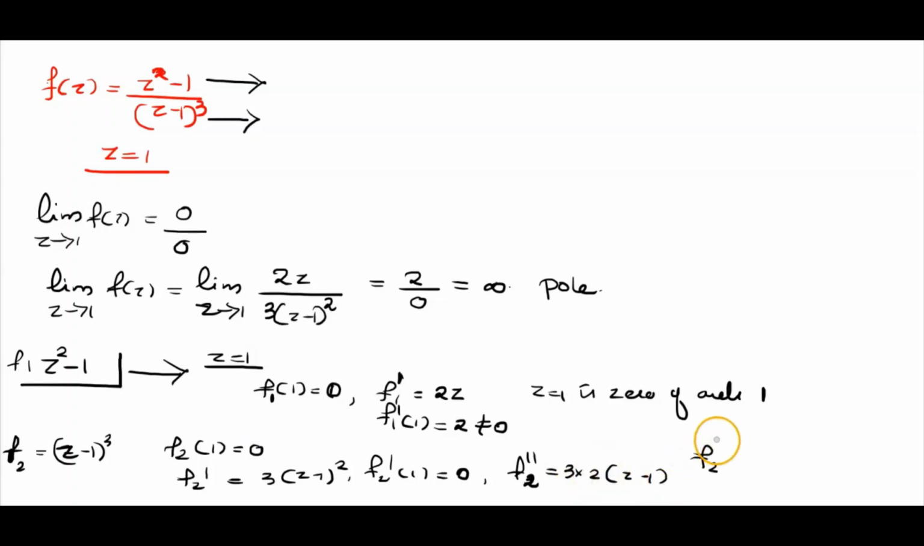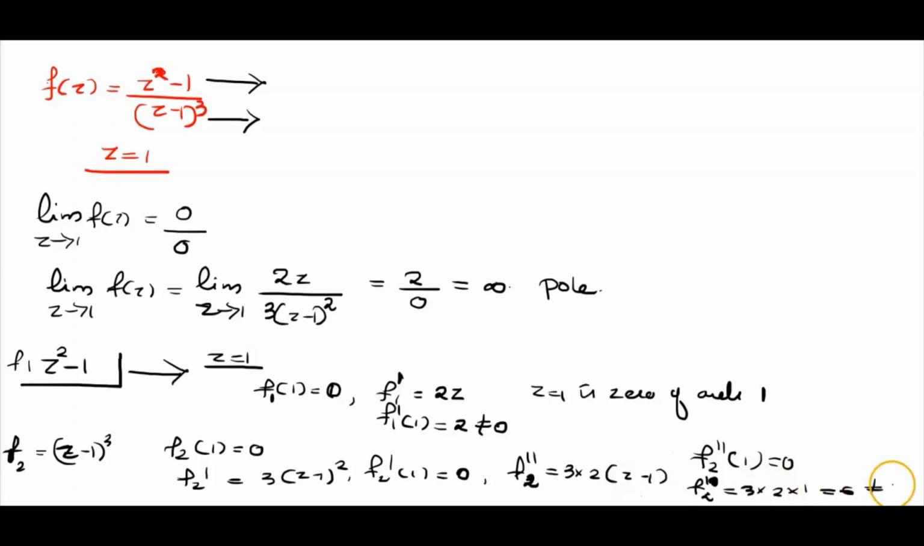For f2 double dash of 1 also 0. Now find the third derivative, f2 triple dash. Triple dash is equal to 3 into 2. Derivative of z minus 1 is 1, so 1 minus 0, that is 1.